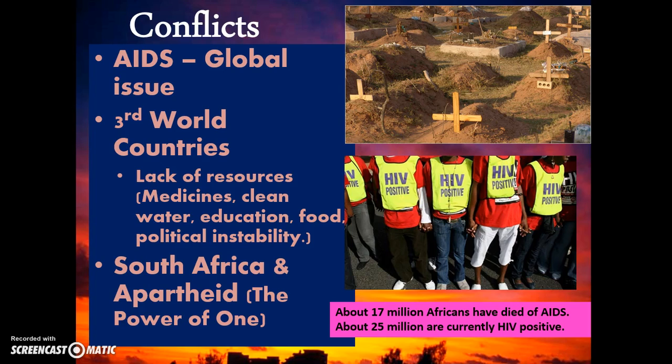Third world countries typically have a lower standard of living, and they're lacking major resources, and also have political instability in those countries. And then lastly, we're going to be watching The Power of One, which is about apartheid. Apartheid is the separateness or separating of races, and this was instituted by the Afrikaners, who were the Dutch in South Africa, the southernmost country on the continent of Africa.